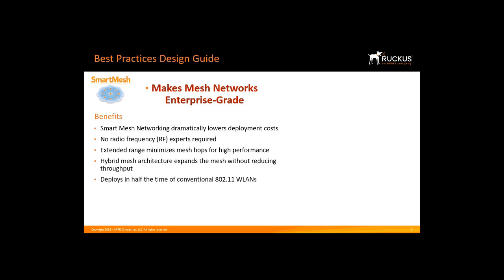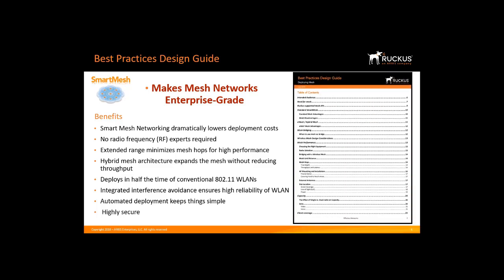SmartMesh deploys in half the time of a conventional 802.11 wireless LAN. SmartMesh has fully integrated interference avoidance, which ensures high reliability of the wireless LAN. It is automated, which keeps things simple, and finally, SmartMesh is highly secure. We have a best practice design guide for designing and deploying SmartMesh networks.